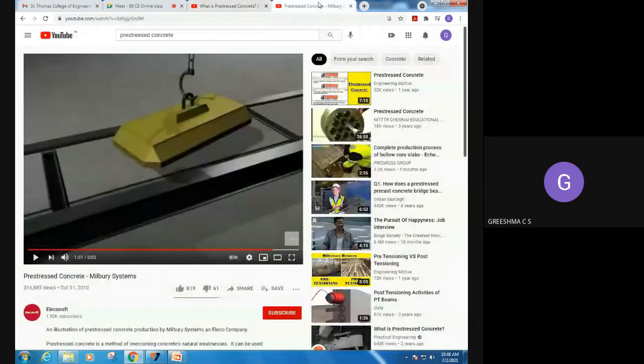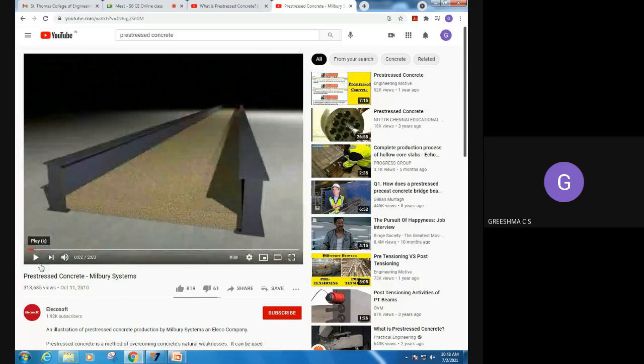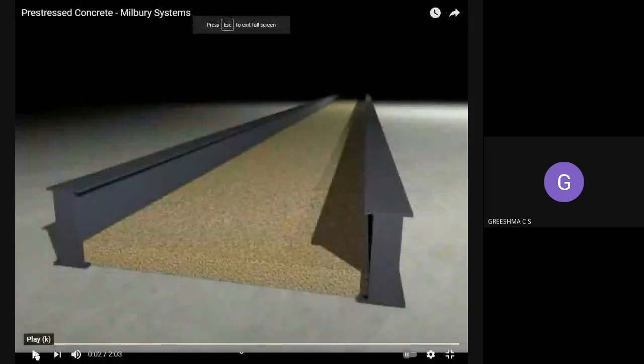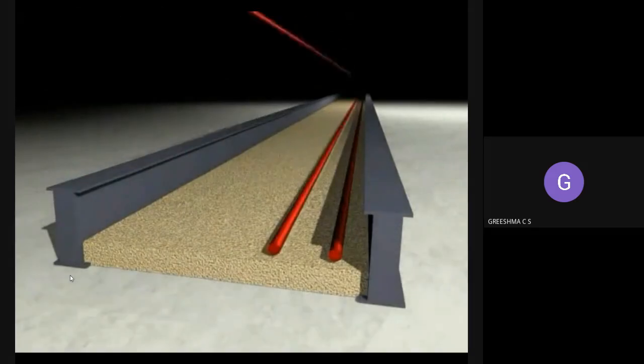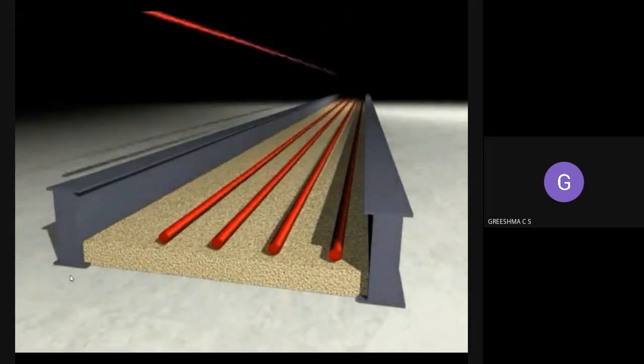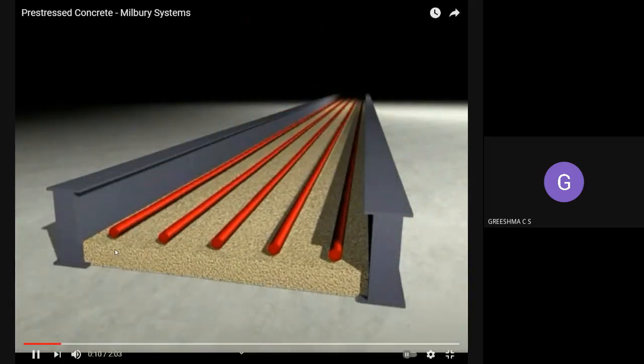Now I will show you another video of how precast concrete structures are constructed in a mass way. Now that you have seen the construction of one precast unit, just see how it is done in a real way. So this is a mold. First you will keep the tendons over it.